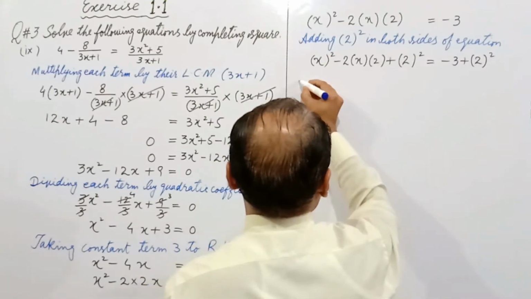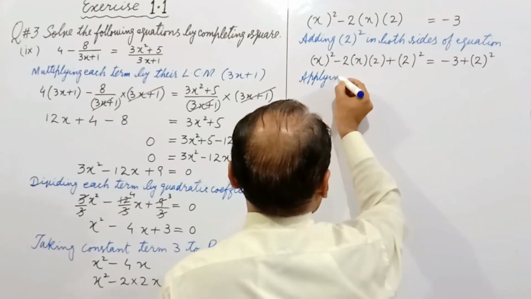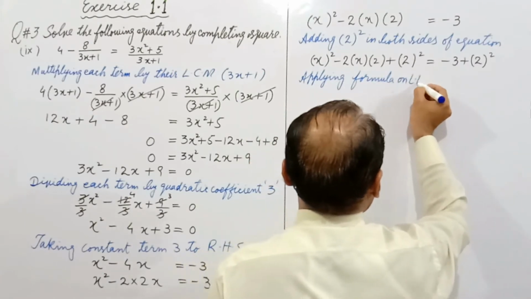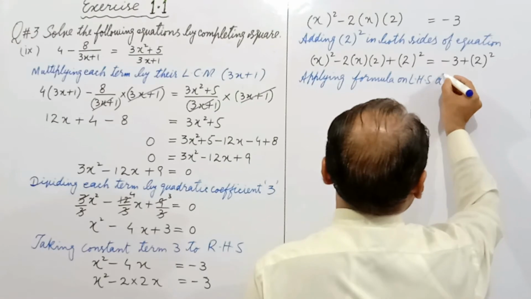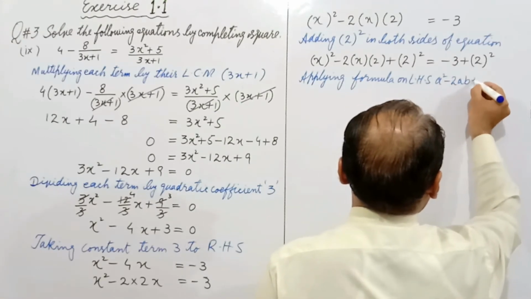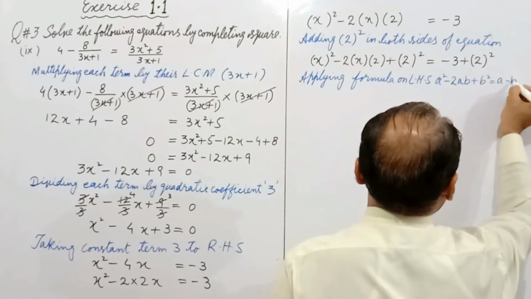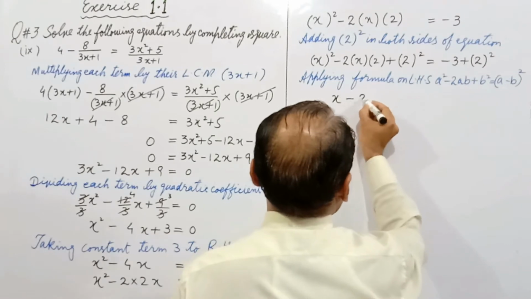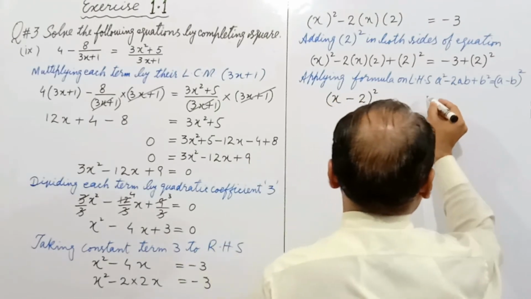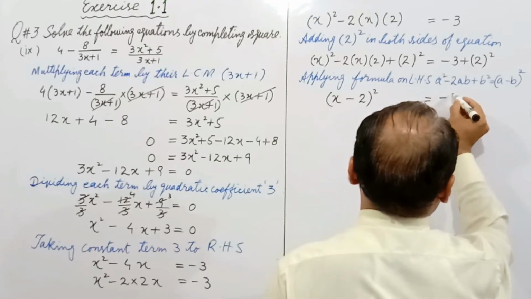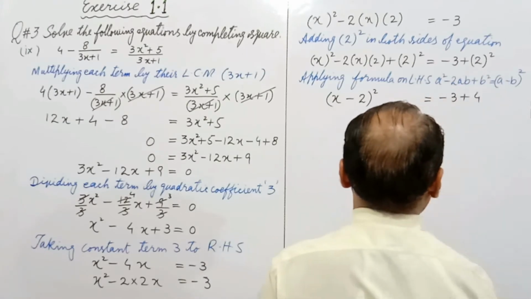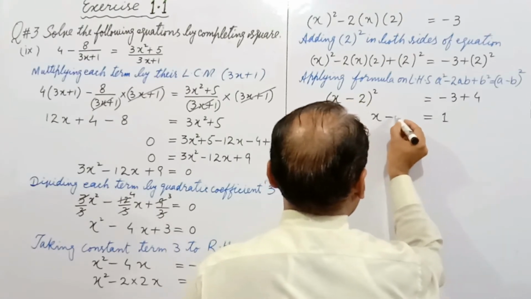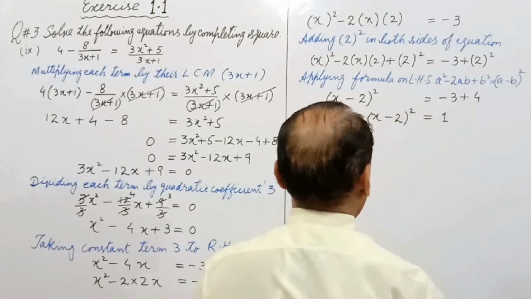So by applying formula on left hand side, and that formula is a square minus 2ab plus b square is equal to a minus b whole square. We have x minus 2 whole square by the application of formula in left hand side. In right hand side, minus 3, 2 square is 4. 4 minus 3 is equal to 1, and we have x minus 2 whole square in the left hand side.